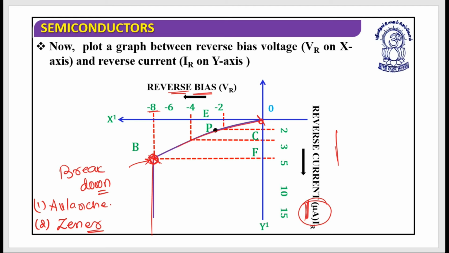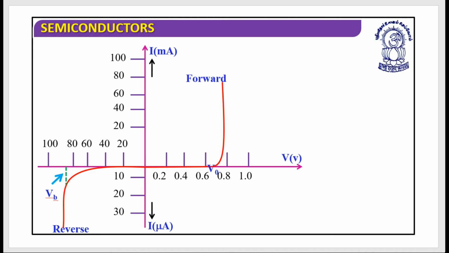Ideally it would be zero, practically it would be a very small current, in terms of microampere. So now you have seen both the characteristics: the forward bias characteristics and the reverse bias characteristics. Let's see both in one image. This is the ideal situation, or very close to the ideal situation, where this is the voltage and this is the current.